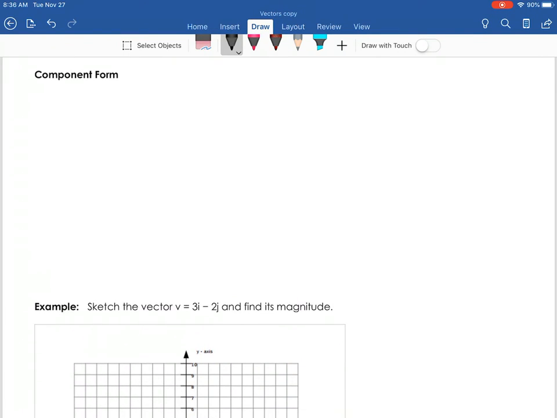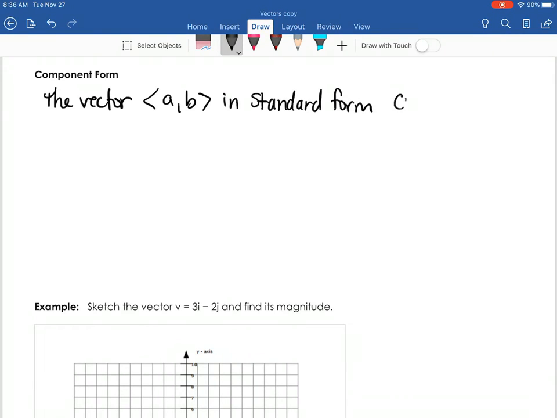So if you have the vector AB in standard form, that means it starts at the origin and it ends at (a, b), which is also sometimes called the position vector. It can also be written like this: ai plus bj. This is called component form.